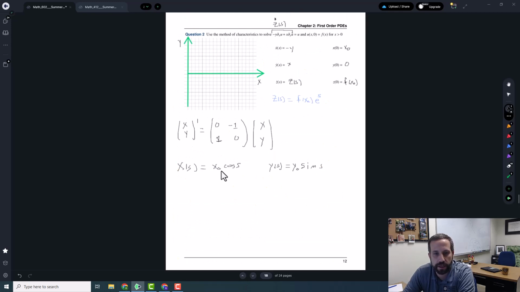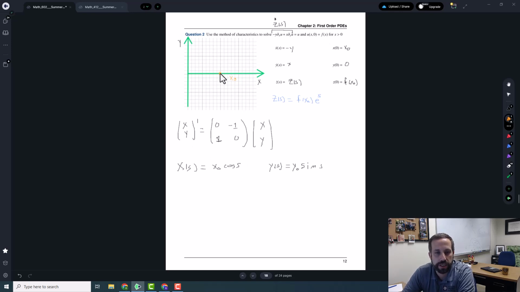So x of s is equal to x naught cosine s. y of s is equal to y naught sine of s. So let me just pick a generic point here on the x-axis. Let's call this x naught. Okay, so what type of curve is this? Well, it's going to be a circle. The radius is going to be x naught.